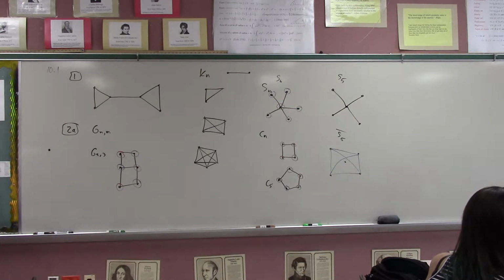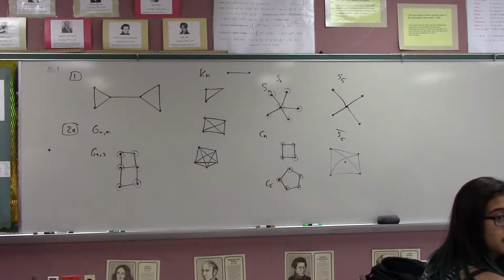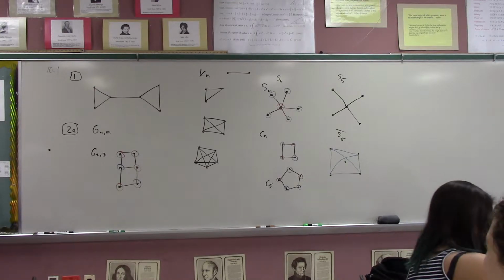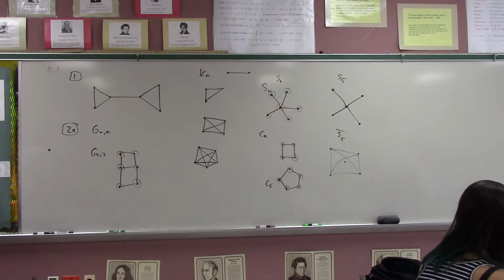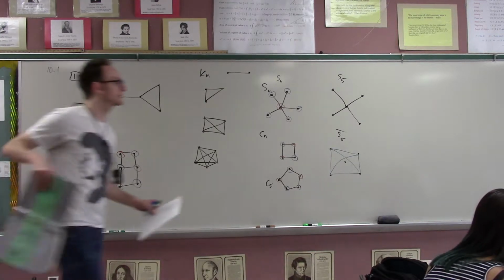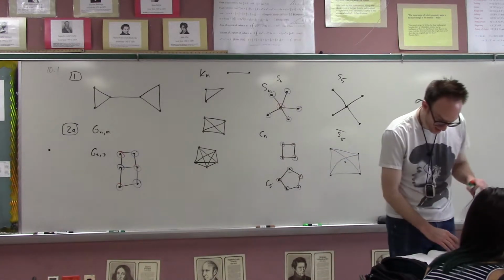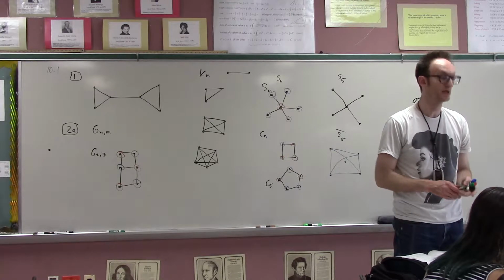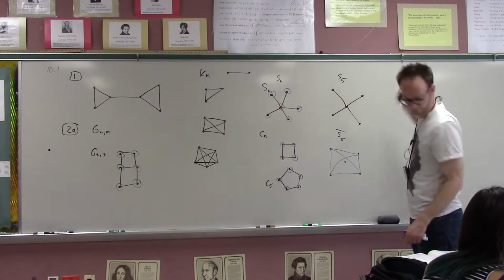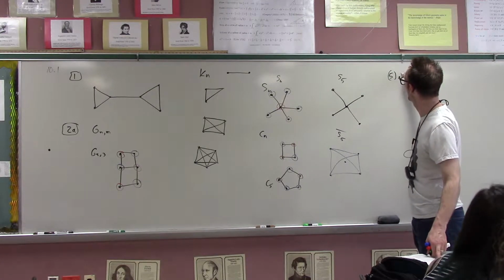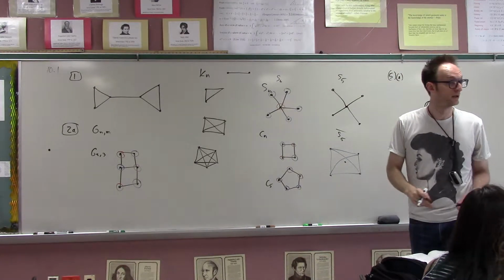4B and 4C both ask you to draw the complement graph. Can we skip this? Yes. Good. 5A and 5B are more questions about vocab and regularity. They say, is the complete graph of order n regular? Or for what values of m and n is the graph regular? Kn, for what values of k, this is 5A we're on now.